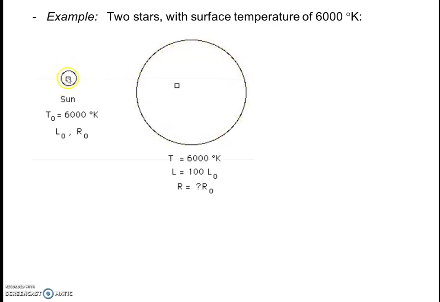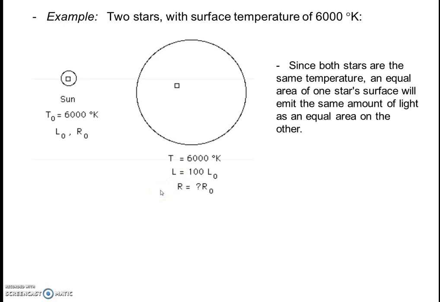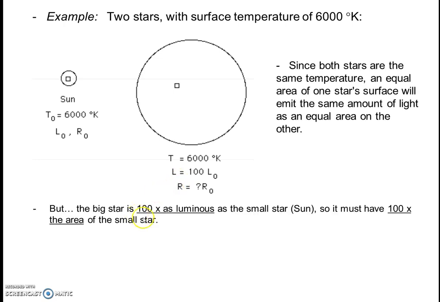And the brightness of the sun would be, how many of these little squares would you have to multiply to get the total surface area of the sun times the brightness of one square? Well, clearly you would get way more brightness here than you would here. In other words, this star has 100 times the area, 100 times the number of squares than this star does. And that means it would have 10 times the radius. The big star is 100 times as luminous as the small star, the sun, so it must have 100 times the area of the small star.